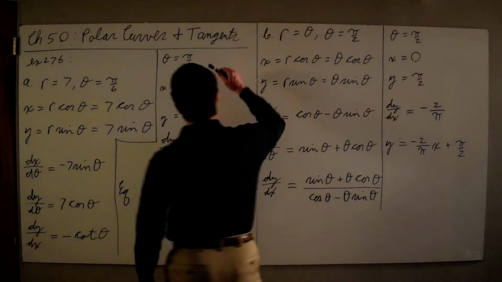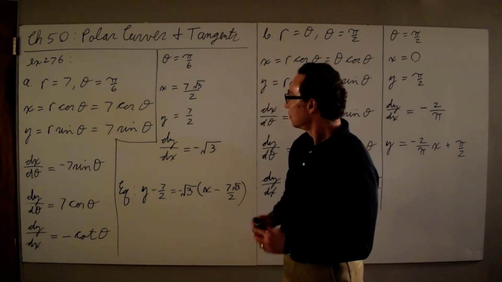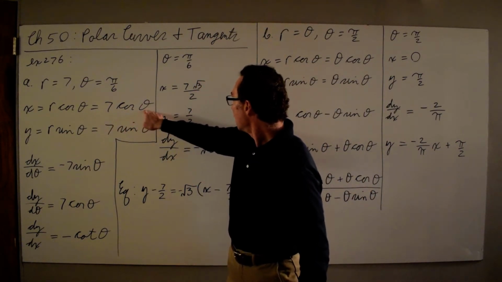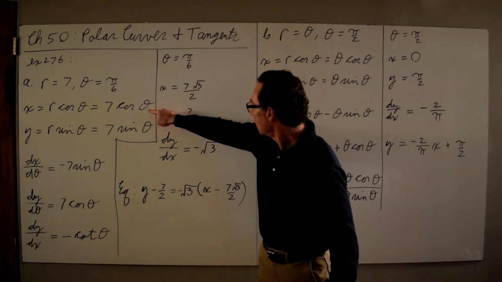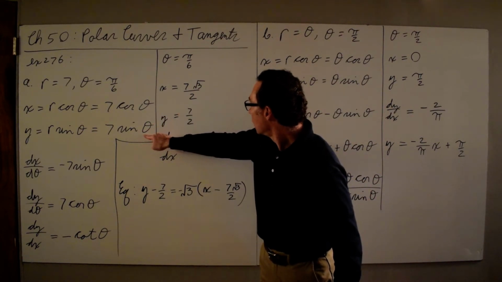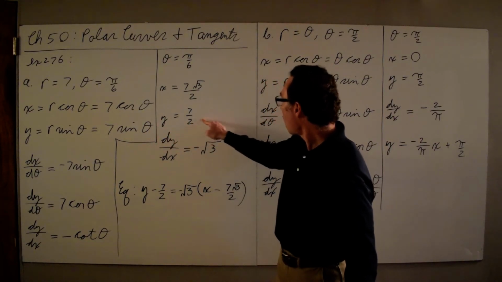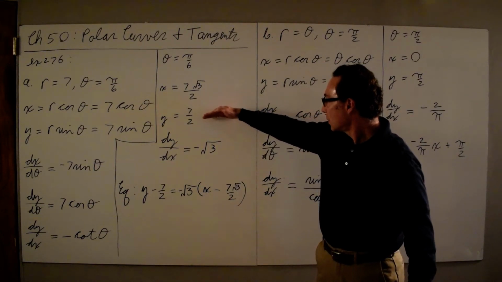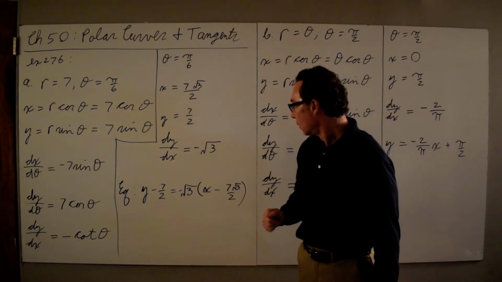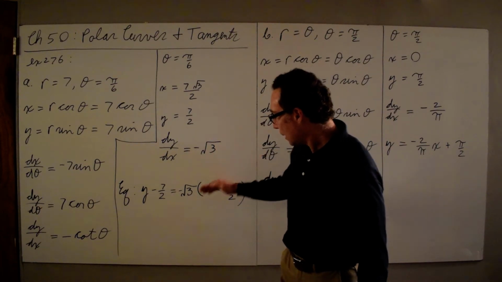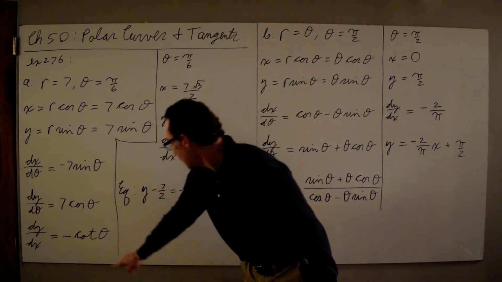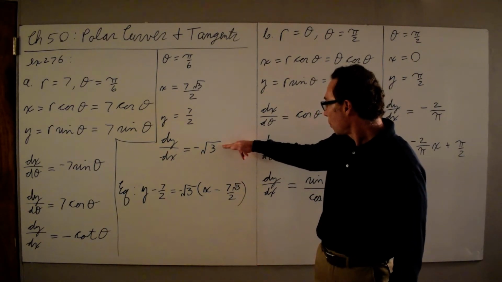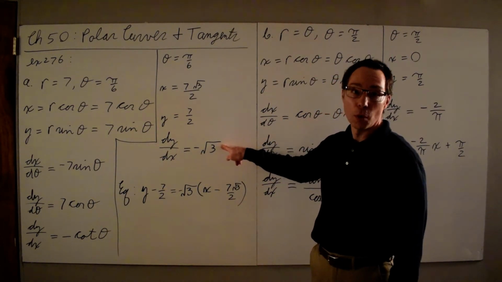We are given that theta is pi over 6, so we can substitute pi over 6 for theta to see what x is right here, and we can substitute pi over 6 for theta here to see what y is. So x is 7 square root of 3 divided by 2, y is 7 divided by 2. The derivative of y with respect to x is the negative cotangent of theta, so we substitute pi over 6 for theta, and the derivative of y with respect to x is negative square root of 3.